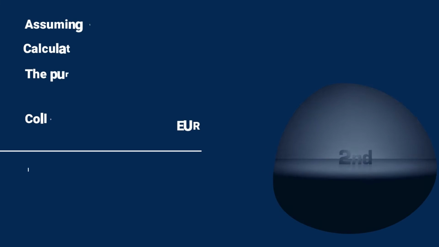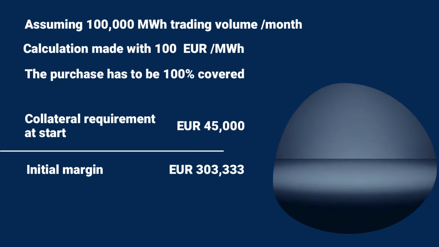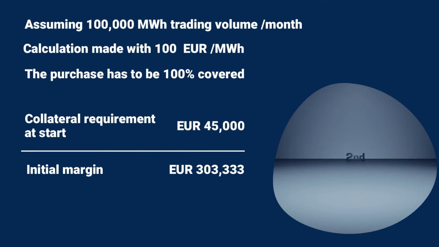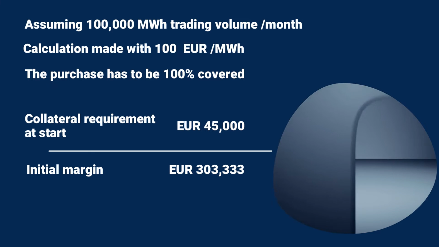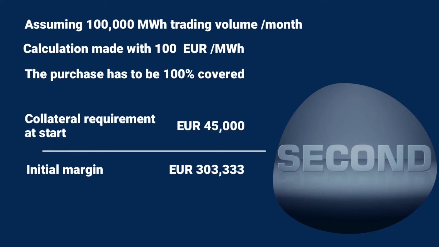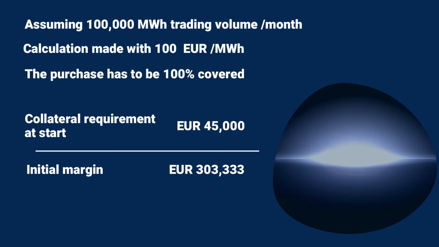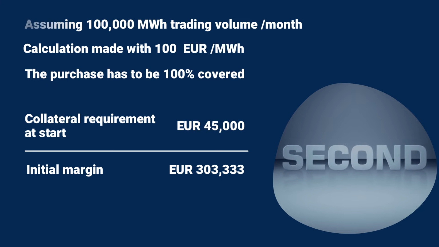Now look at the second scenario. For the calculation, we assumed an even distribution of the 100,000 megawatt-hours traded quantity in the month, and we calculated with a €100 gas price per megawatt-hour. Since on CEEGEX the purchase has to be covered 100% prior to placing a trade order, in this example, €303,000 shall be placed as initial margin on each day.